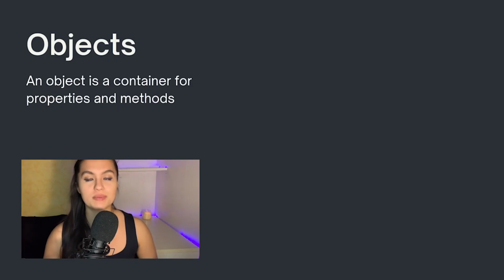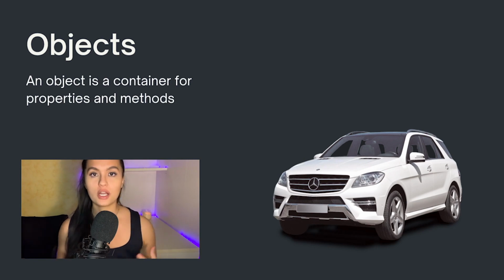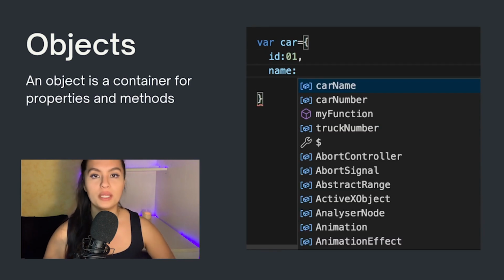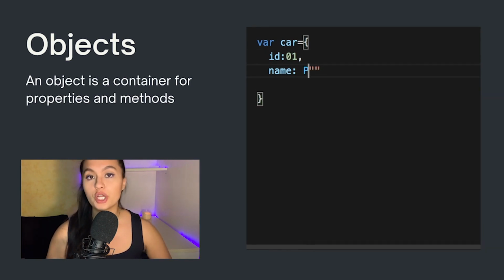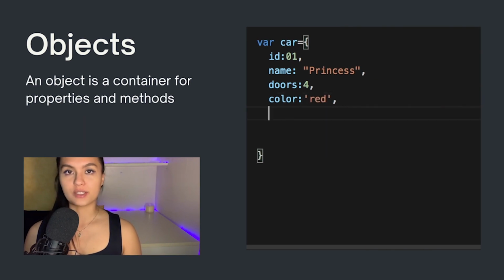An object in JavaScript is just like an object in real life. Let's take, for example, a car. The car is going to have characteristics that are specific to that car. It's going to have an ID, a name, how many wheels it has, what color it is, is it red, is it white, and it will also have methods such as start, brake, and stop.